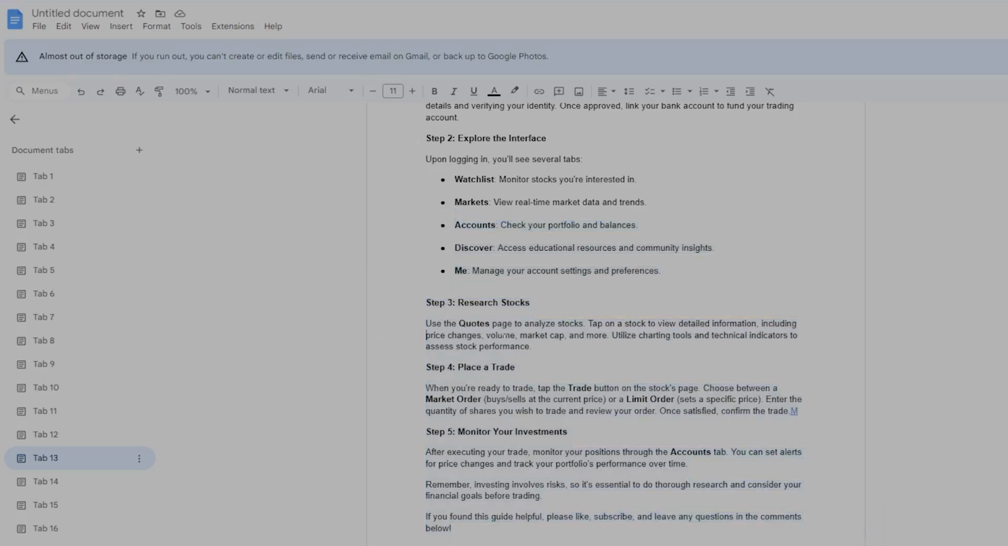Step 5, monitor your investments. After executing your trade, monitor your positions through the Accounts tab. You can set alerts for price changes and track your portfolio's performance over time. Remember, investing involves risks, so it's essential to do thorough research and consider your financial goals before trading.